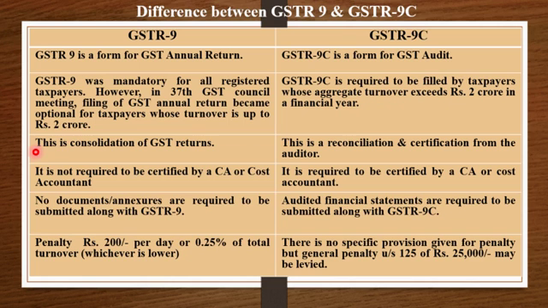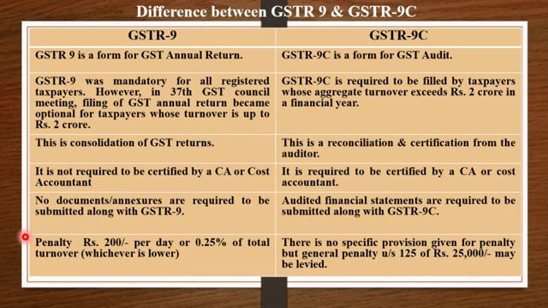Then third difference is GSTR9 is consolidation of GST returns and GSTR9C is a reconciliation and certification from the auditor. Fourth difference is GSTR9 is not required to be certified by a CA or cost accountant. GSTR9C is required to be certified by a CA or cost accountant. Fifth difference is no document or annexures are required to be submitted along with GSTR9. And here, audited financial statements are required to be submitted along with GSTR9C.